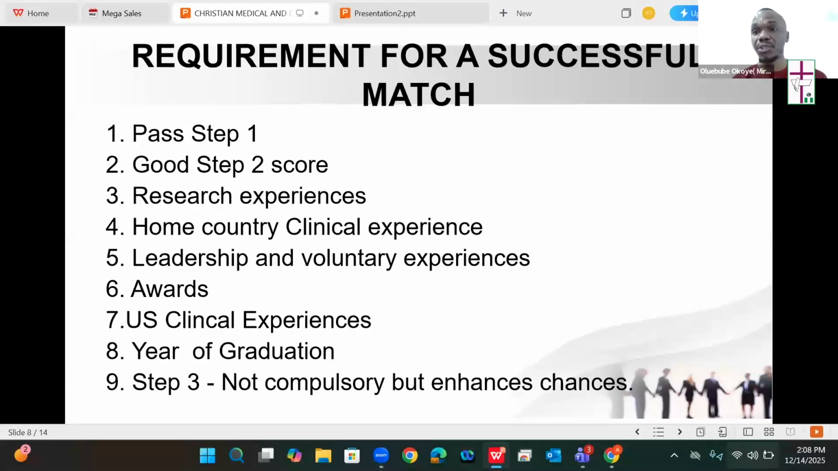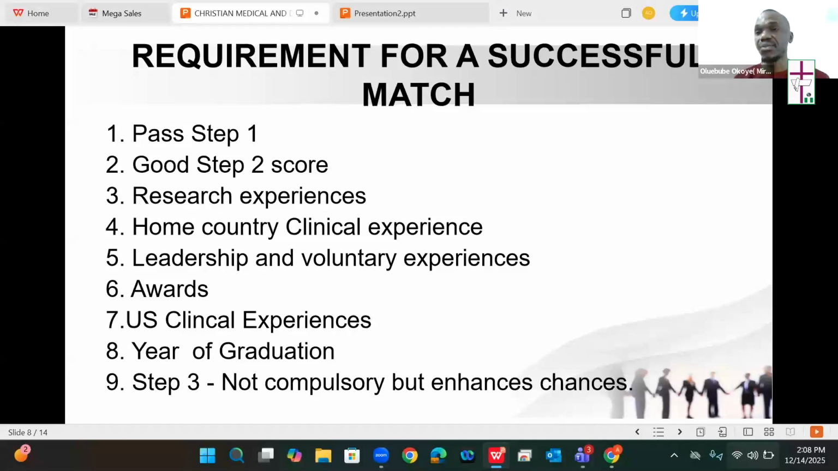Then the next thing is your year of graduation. There is this popular saying that the earlier you graduate, the lower your year of graduation, the more chances of you matching. They said if you're more than 5 years out, it reduces your chances. But the truth is that whichever year you are, you can actually still match. Some of us are over 10 years out of graduating and we still matched. So that should not be a problem. The most important thing is how you are able to package your application. It actually helps you to match.